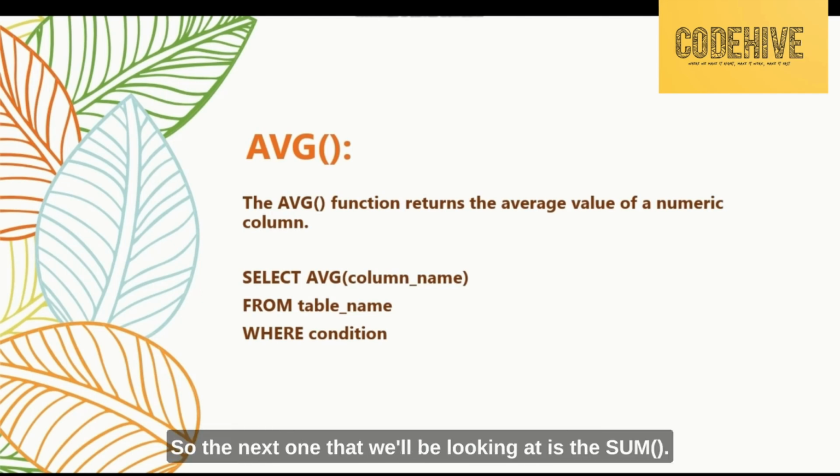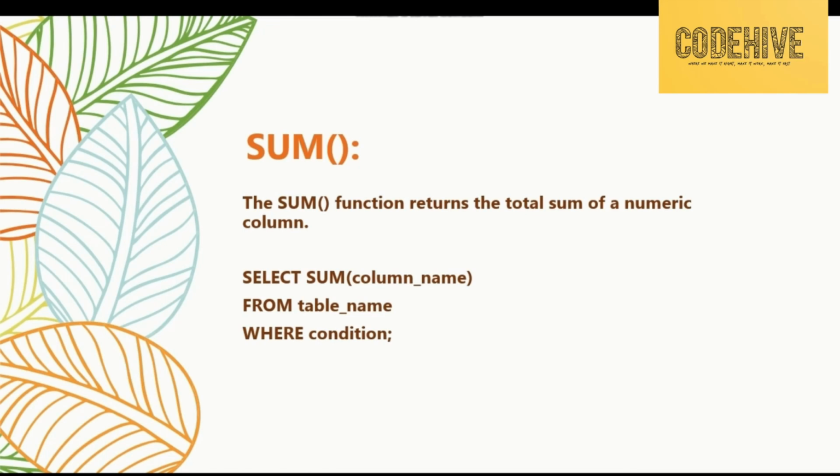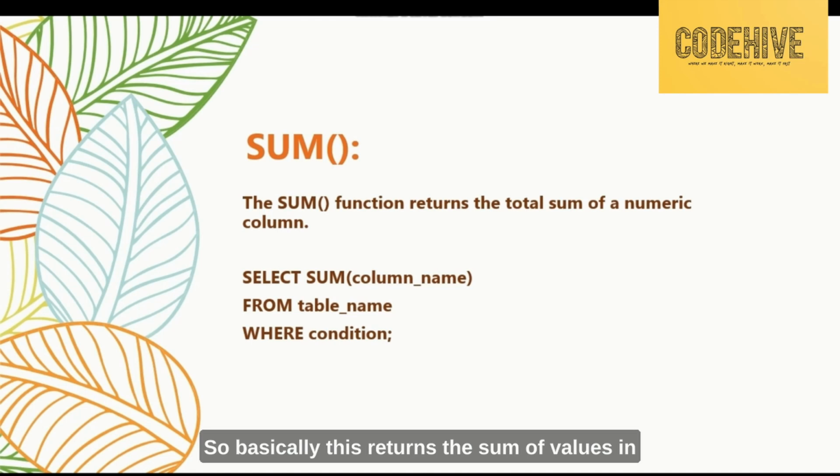Okay, so the next one that we'll be looking at is the sum. The sum returns the total sum of a numeric column. So simple again, select sum, your column name from your table and your condition. Basically this returns the sum of values in a numeric column within a set of rows. So it will make sense as we look at an example later.